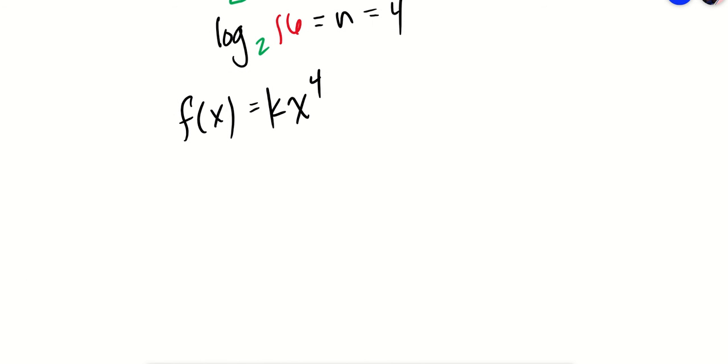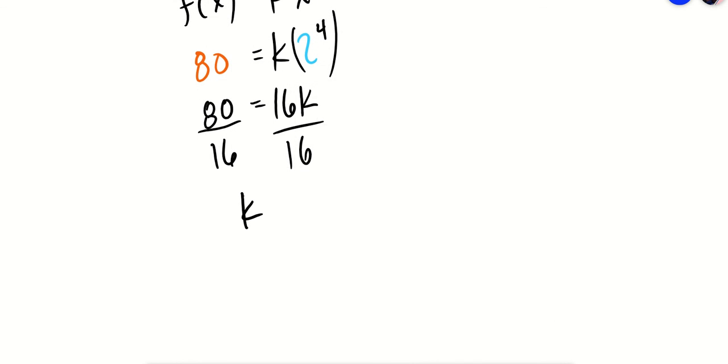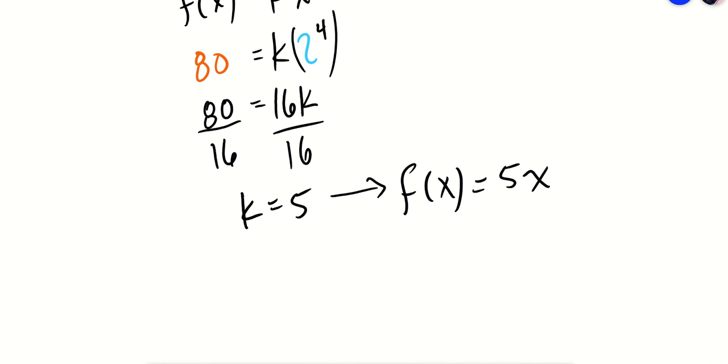So we've got 80 equals k times 2 to the 4th. Then 2 to the 4th is 16, so 80 equals 16k. Divide both sides by 16, and you get k equals 5. So then we've got k and n, so we know f of x equals 5x to the 4th.